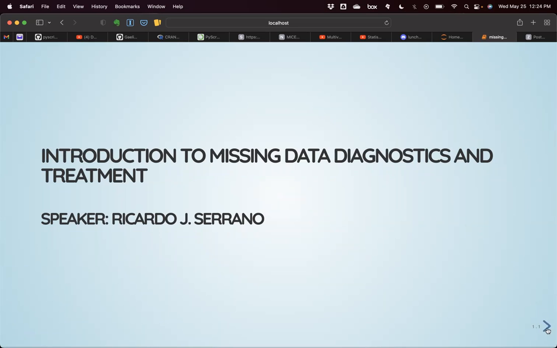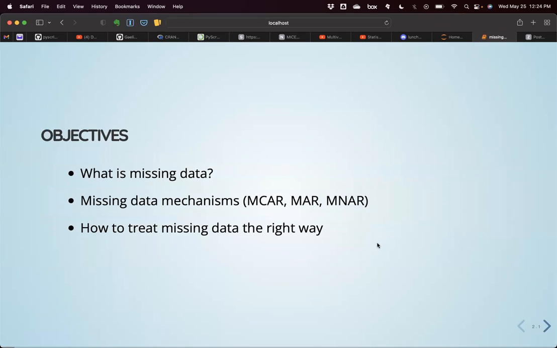Okay, so let's start with the first thing. What are the objectives of this presentation? First of all, we have to get a good idea of what we mean by missing data. Then we're going to discuss the missing data mechanisms or diagnostics, in terms of what is MCAR, what is MAR, and what is MNAR. And then we're going to do some scripting in terms of how to deal with the missing data the right way. In other words, the data science way.